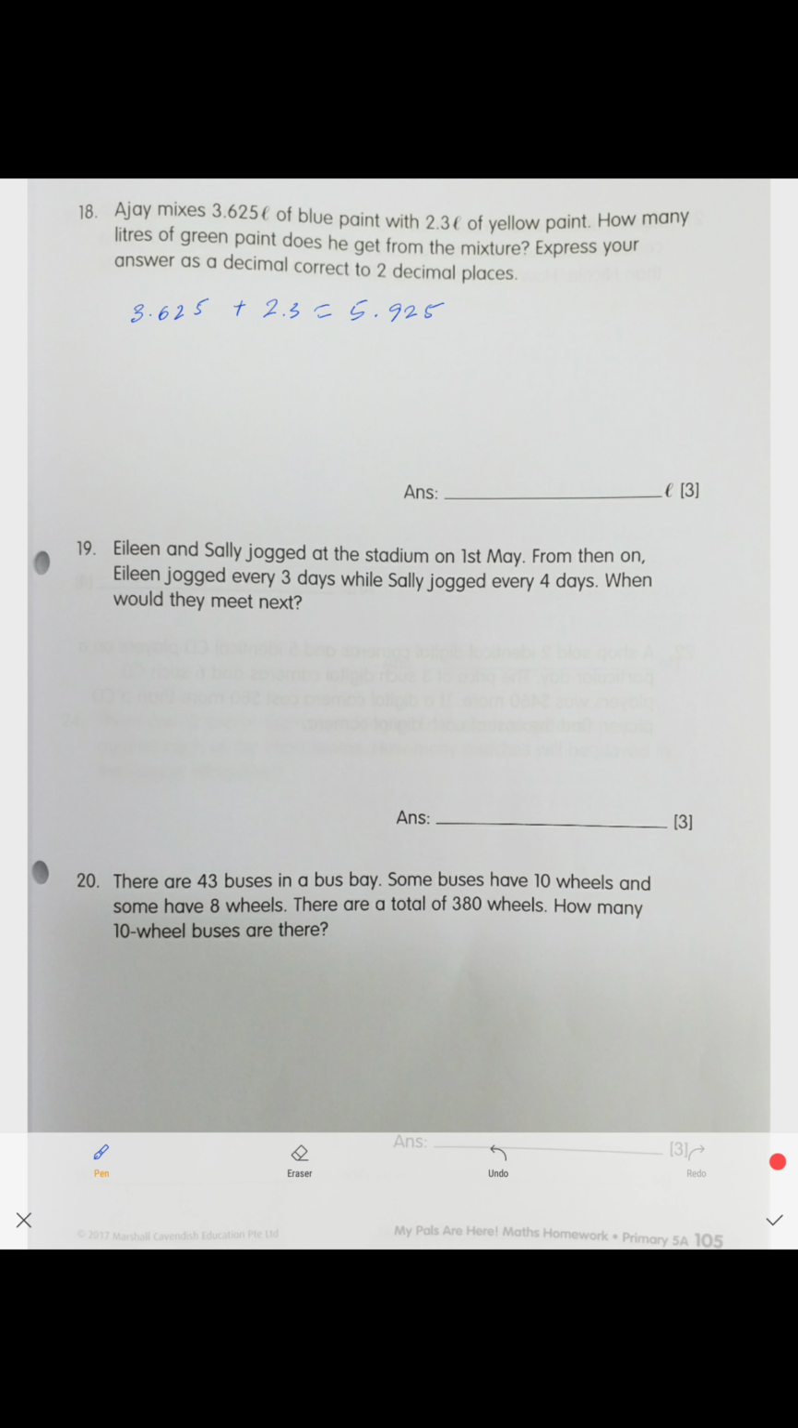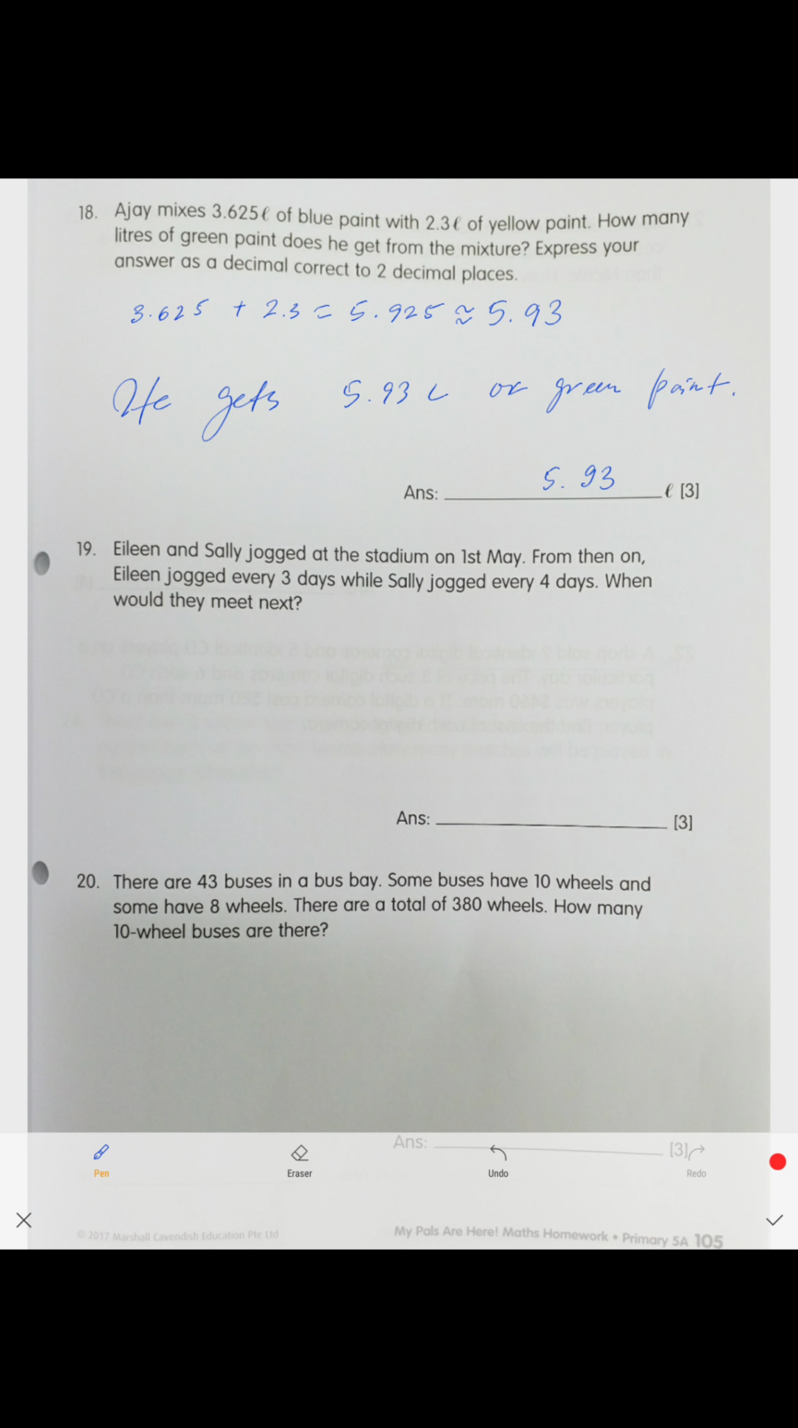So because this is the second decimal place again, because this is 5, we do the correction, right? And this becomes 30, right? We think of it as 30. So 5.93 liters, right? Liters. And yeah, you write your answer. He gets 5.93 liters of green paint.